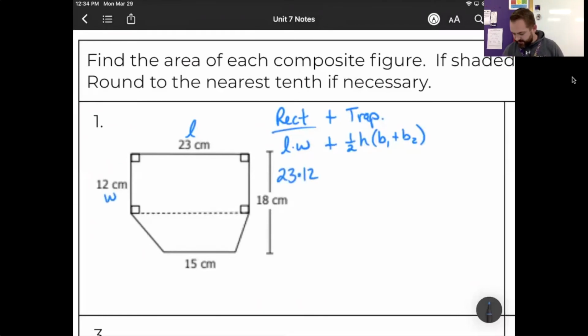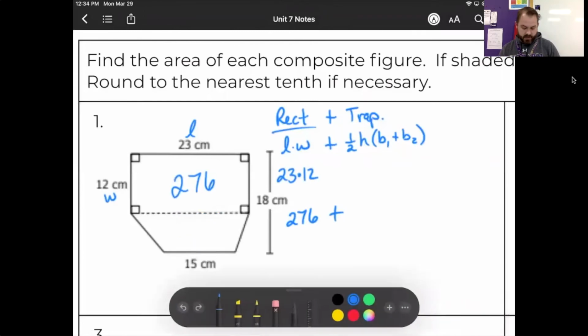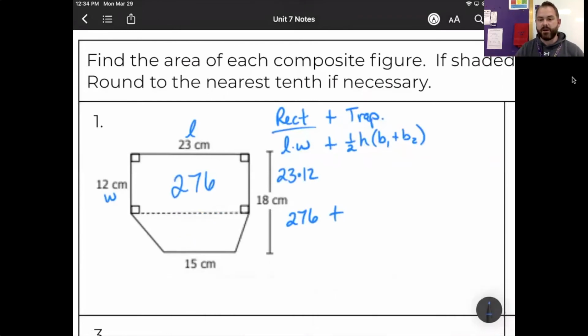I'll go ahead and simplify that now. 23 times 12 is 276. Okay, that's this part. But I have to add this part. Okay? So I need those dimensions. So I need 1/2 height times base 1 plus base 2. Well, I can call this one of my bases. I'll call it base 2. The other base is actually this side, which is the same as the opposite side of the rectangle, 23. So that's my base 2, or sorry, base 1.